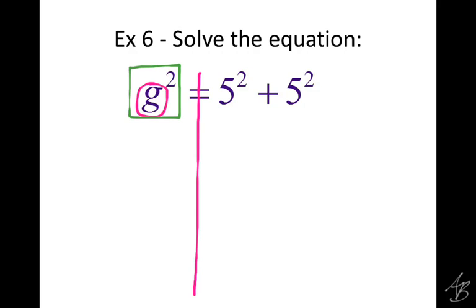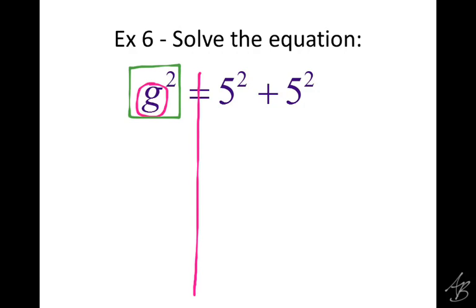That square we need to get by itself before we can get rid of the square. But it's already by itself, right? So should I start right off the bat and take the square root of both sides? What would be the trouble with that? The trouble is that this is not something right here that we can take the square root of.